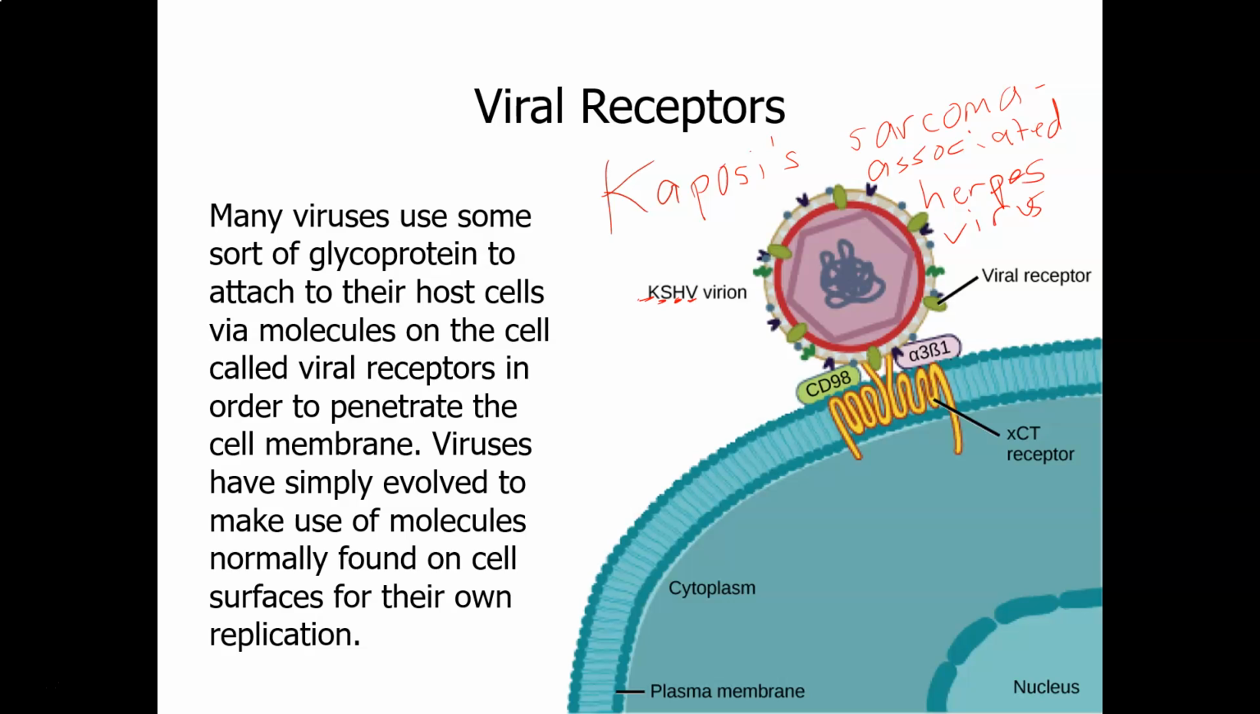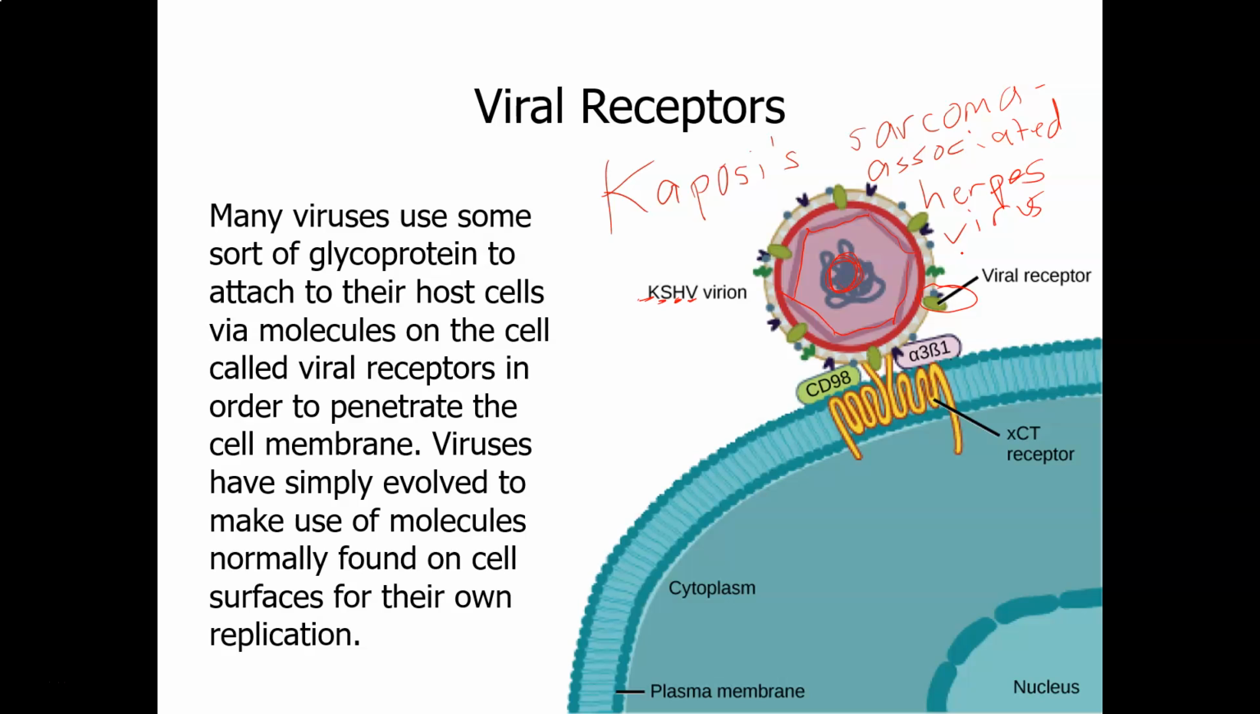And what you can see is there is a nucleic acid core there, and then there is a protein capsid, which is a hexagon shape in this case. And then outside there's an envelope. And this envelope is a phospholipid bilayer with embedded proteins. One of these is the viral receptor.